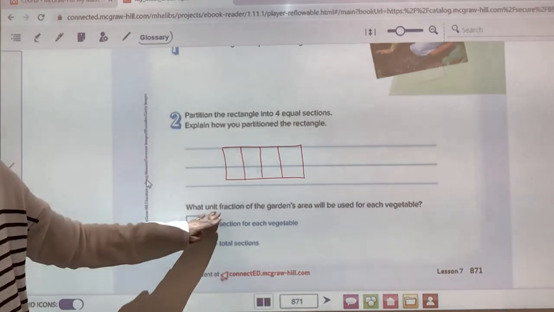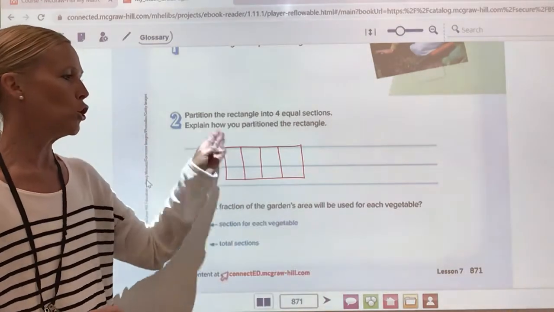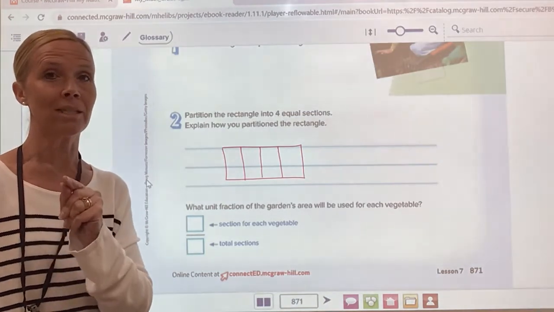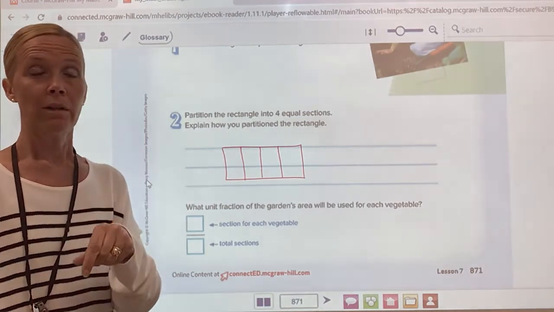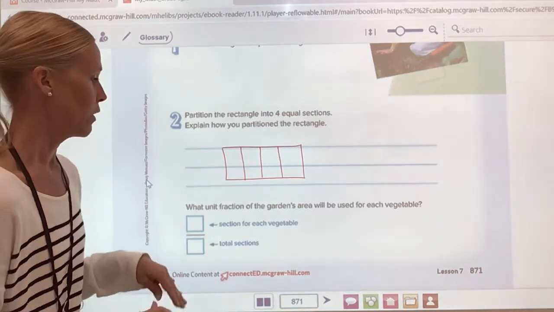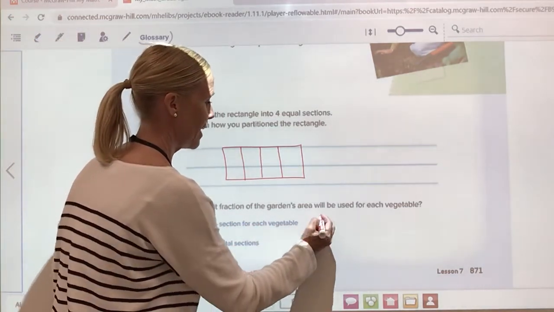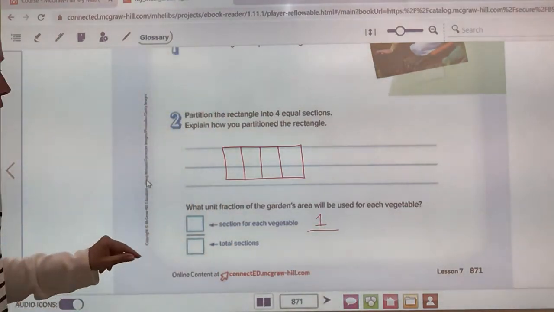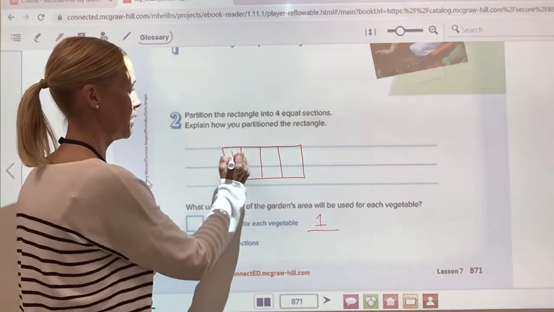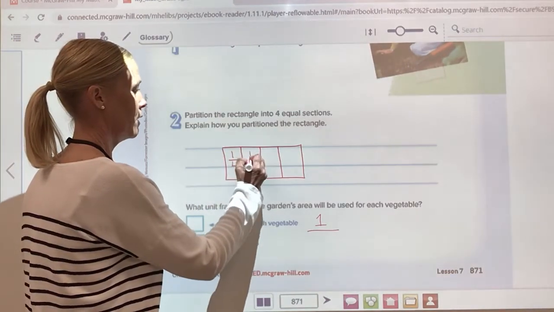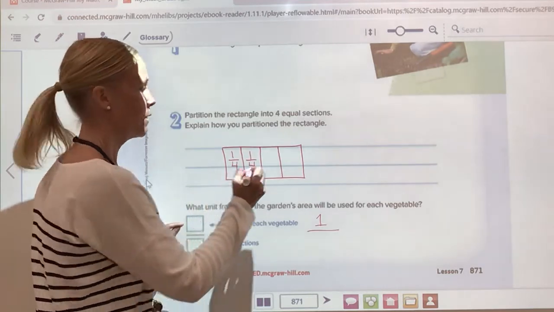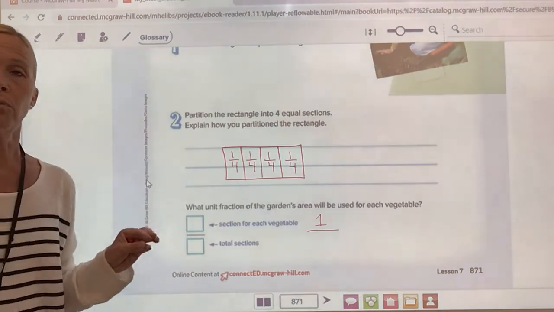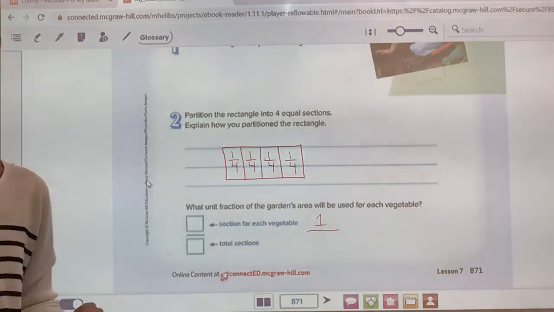It says, what unit fraction of the garden's area will be used for each vegetable? You know what a unit fraction is. We did this, as a matter of fact, before you had to stay home. We did it in class together. We know a unit fraction always has a 1 in the numerator, always. So let's look. We know that this section then would be 1/4. This section is 1/4, 1/4, and 1/4. 4 representing how many total sections there are.